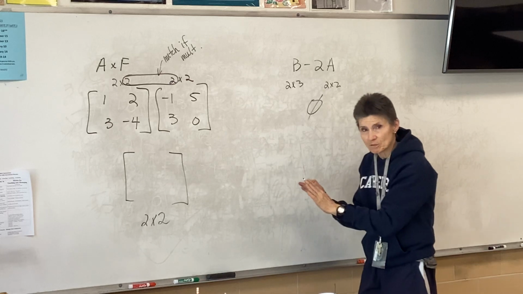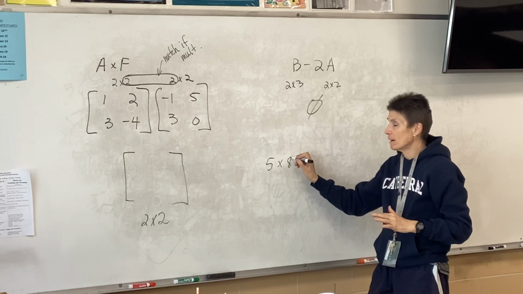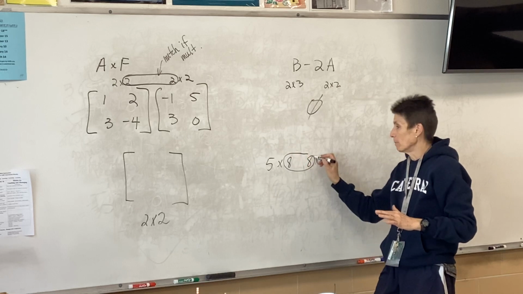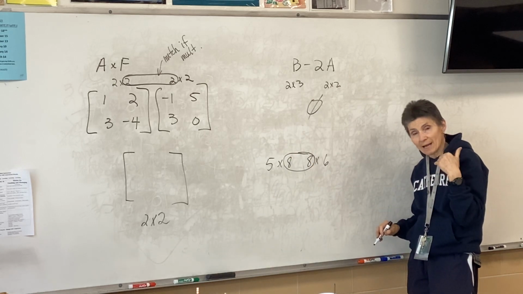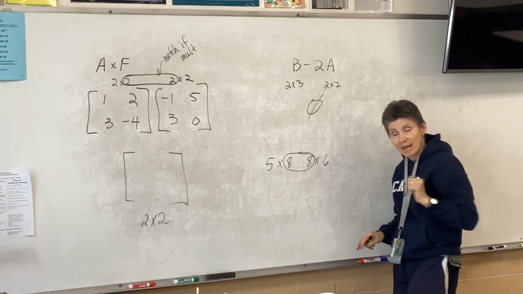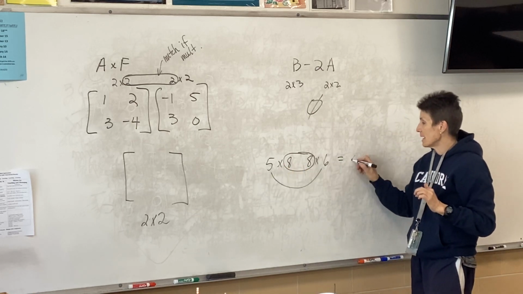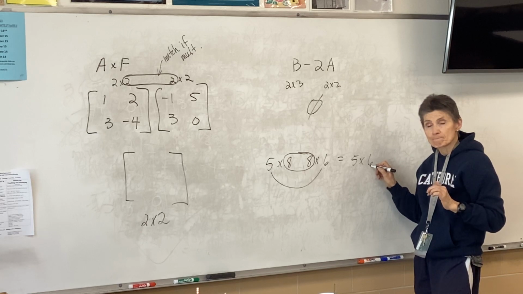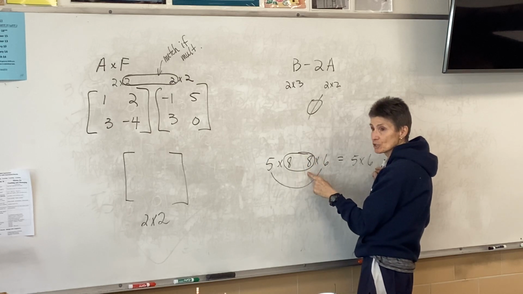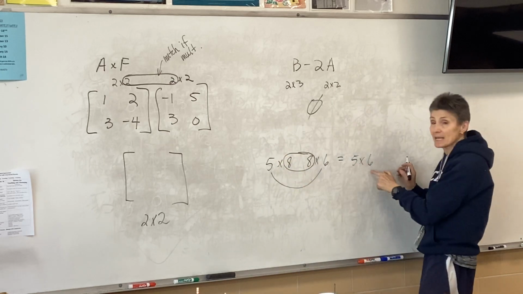Now, before I do this problem, let's back up. If I were multiplying a 5 by 8 and an 8 by 6, that is doable, because the only thing that has to happen is these two have to match. The answer then will be a 5 by 6. So when you're multiplying, the inside dimensions have to match, and then your product will be the size of the outside dimensions.